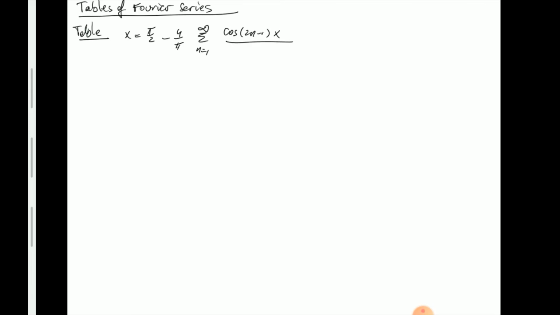And as you notice, the summation cycles through only the odd coefficients, because the even coefficients are 0. But remember, when we obtained these together with the formula, we got that x is pi over 2 plus 2 over pi summation from 1 to infinity of (-1)^n minus 1 over n squared cosine of nx.